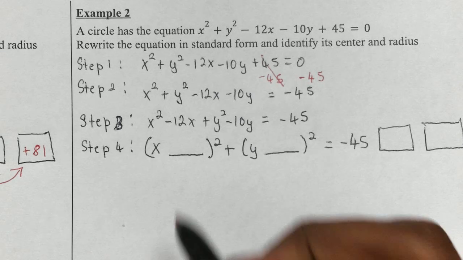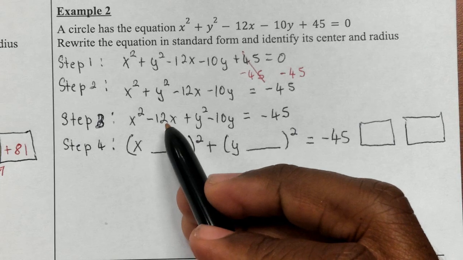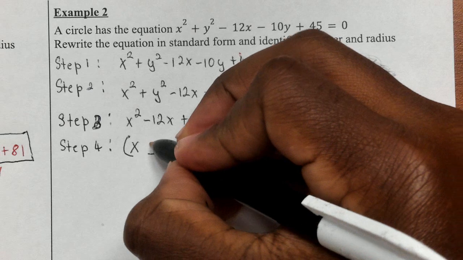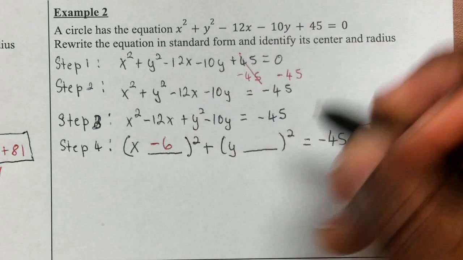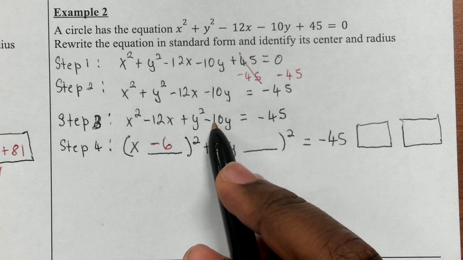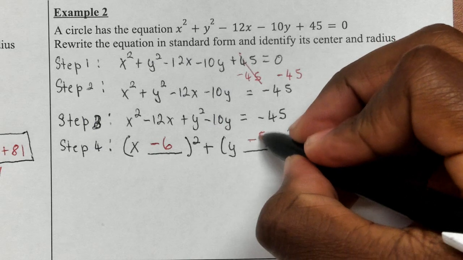The first thing I'm going to do is look at the coefficient attached to the x and cut it in half. So what's half of negative 12? That would be negative 6. Now I'm going to look at the coefficient attached to the y and cut it in half. Half of negative 10 is negative 5.